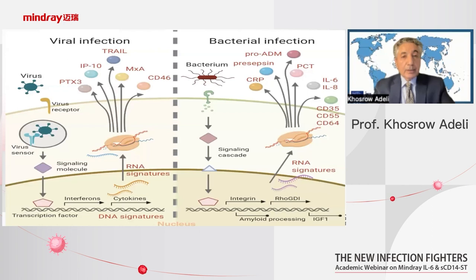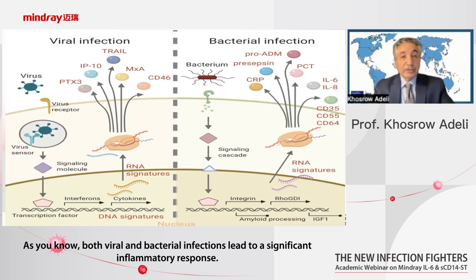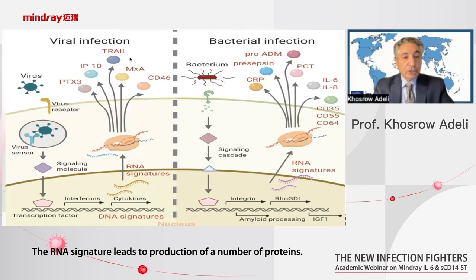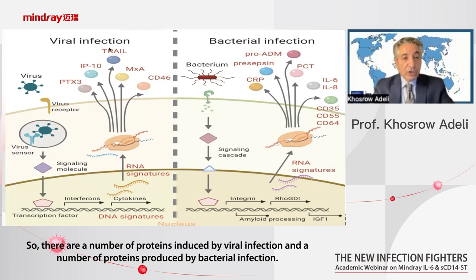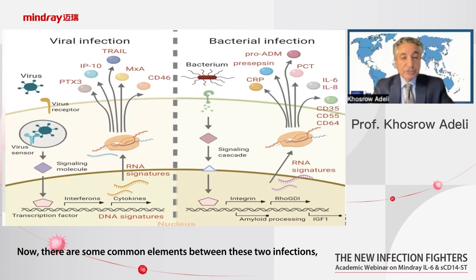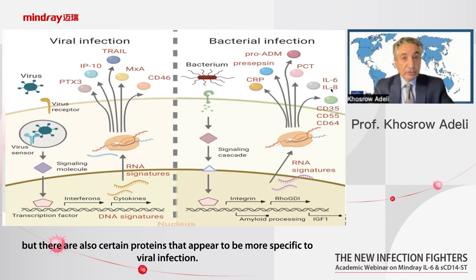As you know, both viral and bacterial infection lead to a significant inflammatory response. This inflammatory response involves transcription of a number of genes and development of an RNA signature. This RNA signature leads to production of a number of proteins. So there are a number of proteins induced by viral infection and a number of proteins produced by bacterial infection. Now, there are some common elements between these two infections, but there are also certain proteins that appear to be more specific to viral infection.